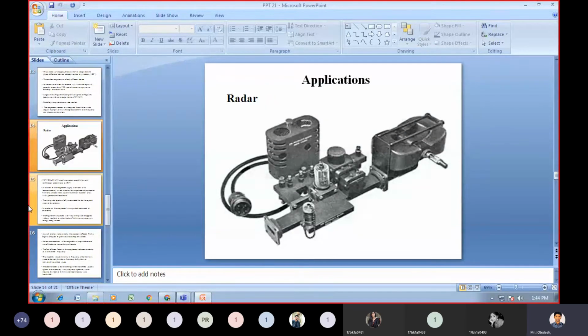This has a frequency of 9.375 gigahertz and the power is 20 kilowatts. This is a magnetron assembly for an early commercial airport radar in 1947. So where you will use this radar is in commercial airport radars in 1947.